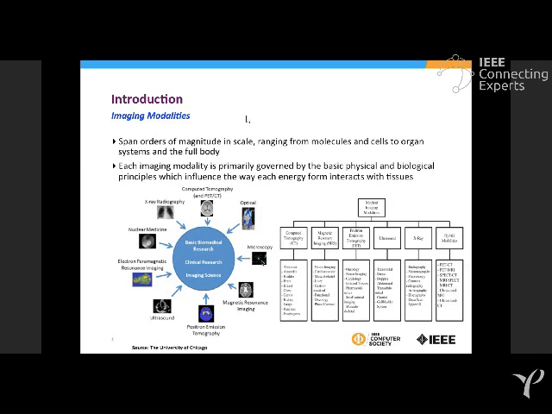If I try to tell what the differences between the modalities are, I can explain with very few examples. Suppose we are capturing an X-ray. X-ray is nothing but radioactive energy generated by a radioactive source, and this energy falls on your body, and then there is a plate which captures the energy which has been transmitted through the body.